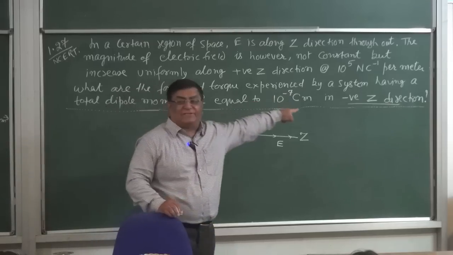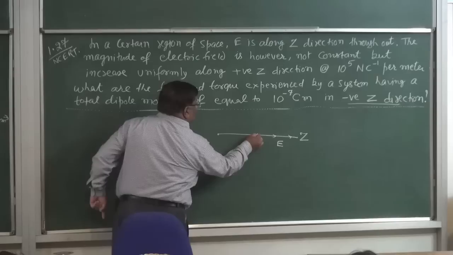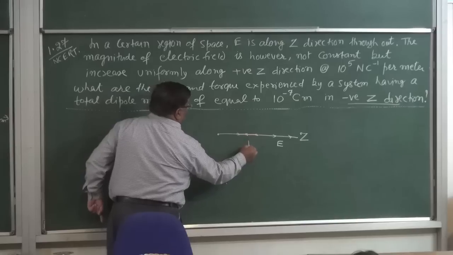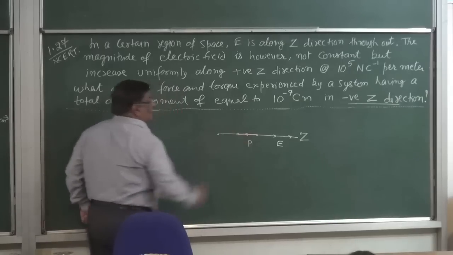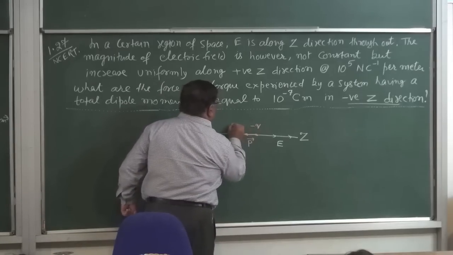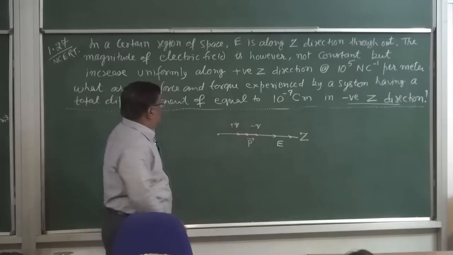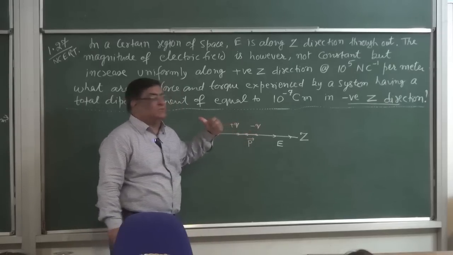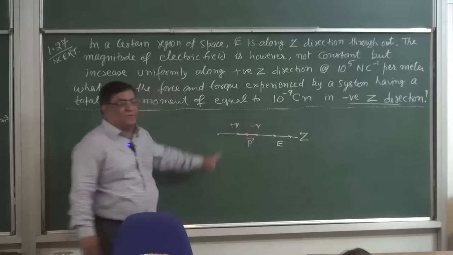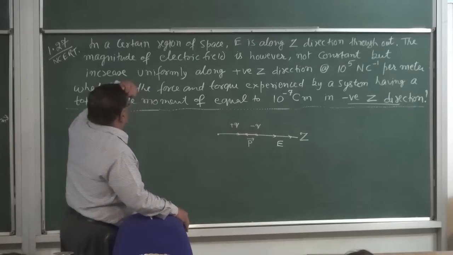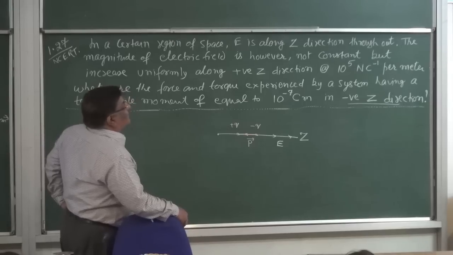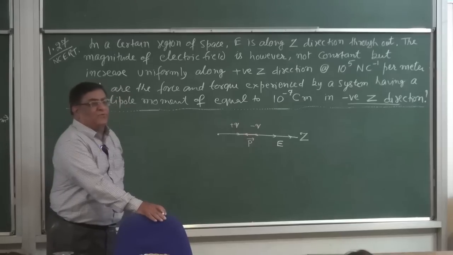और यहाँ पर उसकी direction कैसी है? Negative z direction. That means this is the direction of P. What is this P? Dipole moment. This is dipole moment. This is minus q. This is plus q. This is placed in which direction? Negative z direction. What is the value of P? The magnitude is 10 to the power minus 7 coulomb meter. Okay. What we are supposed to find out? The force and torque. How do we find force and torque?